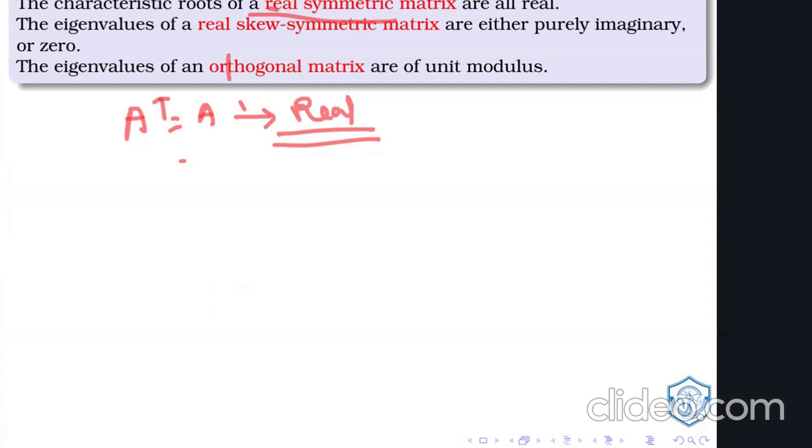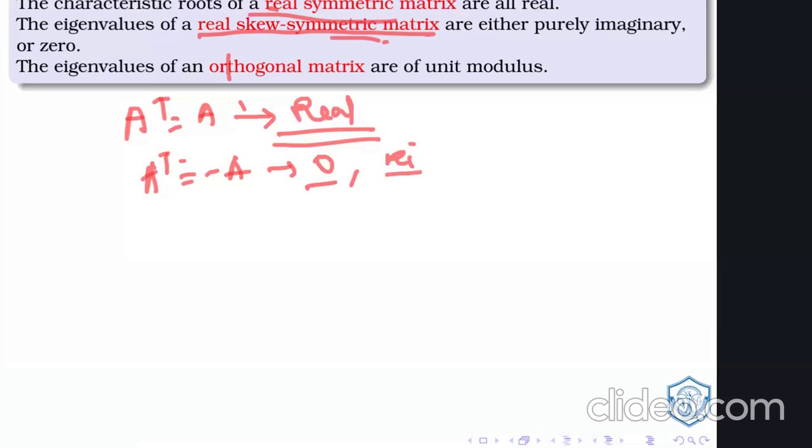Similarly, for a real skew symmetric matrix, where skew symmetric means A transpose equals minus A, eigenvalues are either zero or purely imaginary. There will be no nonzero real number that can be an eigenvalue of a skew symmetric matrix. Similarly, for a skew Hermitian matrix also the same case, either zero or purely imaginary.